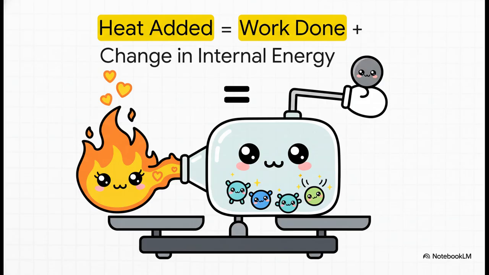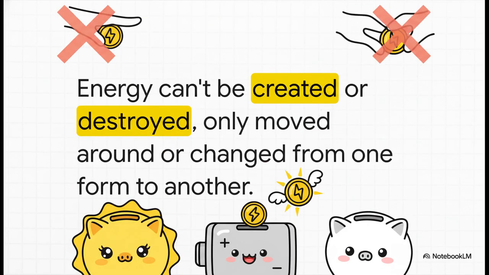Any heat you add to a system has to be accounted for. It either does work or it raises the internal temperature. Every single joule of energy has to go somewhere. Nothing is ever lost. And this is the big takeaway. Energy is like money in a bank account that has perfect accounting. You can't just create it out of thin air, and you can't destroy it. All you can do is move it around from one account to another, from heat to work, from sunlight to internal energy, but the grand total, that always stays the same.